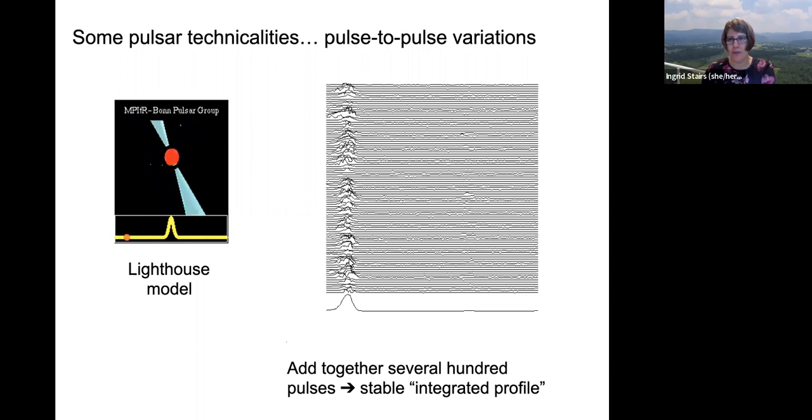So it looks like quite a mess here. But the key thing about pulsars is that if you add up the pulses over several hundred pulses to a few thousand pulses, you get a stable profile. That's what's illustrated at the bottom here. And since that is reproducible, that becomes a key feature that you take advantage of when trying to do pulsar timing.